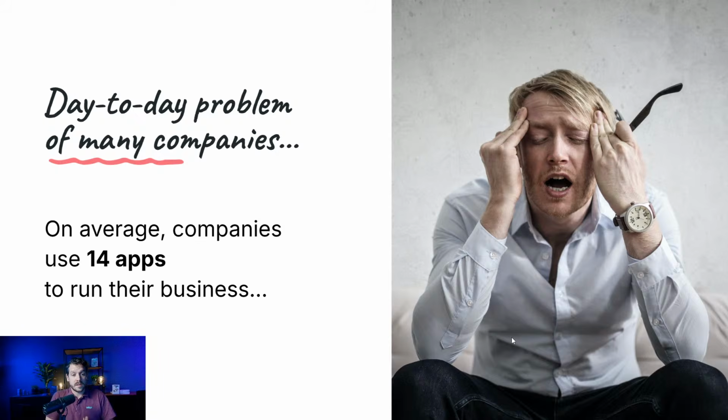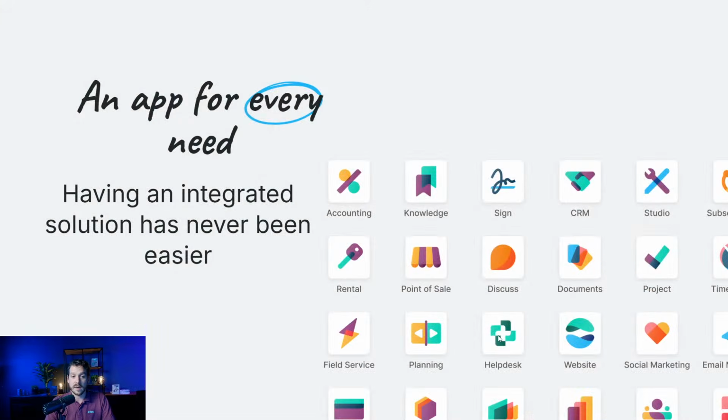So what was the reason Odoo got created? It was made from a simple observation where, on average, companies use more than 14 apps to run their businesses. Therefore, the idea of Odoo is to have in the same location, in the same environment, an app for every need. If you want to compare it, it's kind of like your smartphone, where when you need something, you can just download an app. Well, here it's kind of the same thing.